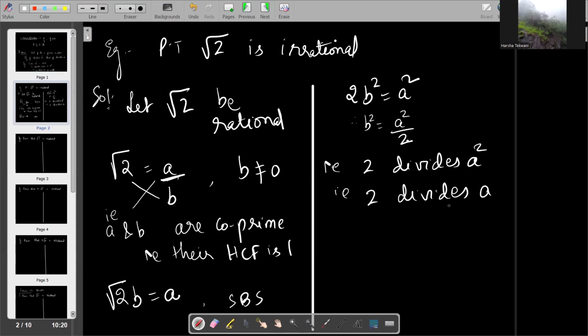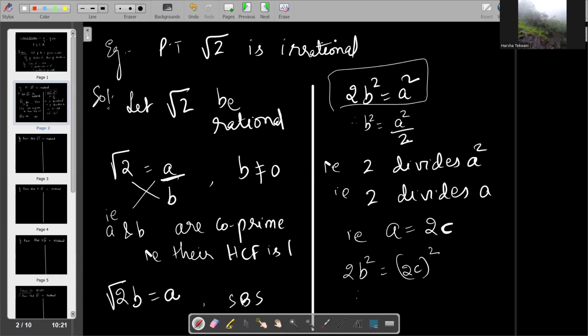So if 2 divides a, can I write a is a multiple of 2? Some other number, 2c. Yeah, that means a is equal to a multiple of 2. 2 is a factor of a, right? So a is equal to 2c. Now what I'll do is substitute in the above formula. 2 into b square is equal to a square. That means 2c whole square. Therefore, b square is equal to 4c square by 2. Hey, even b square is getting divisible by 2.